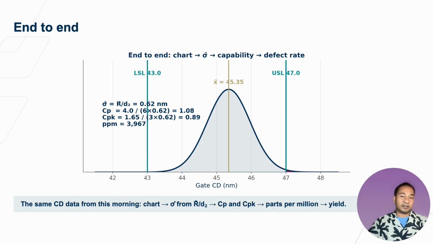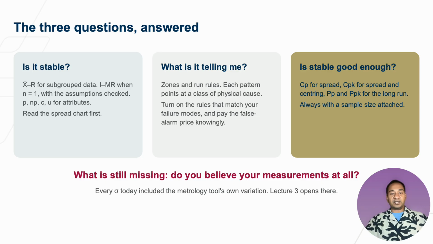And this is the entire method from raw wafer to an action in one slide. Three questions answered. Is it stable? X bar and R for subgrouped data. IMR when n equals 1, with the assumption actually checked. P, NP, C and U for attributes. And read the spread chart first.